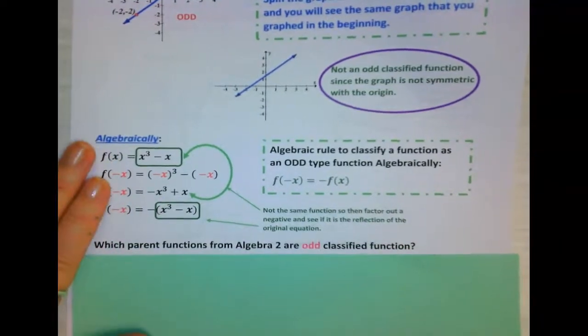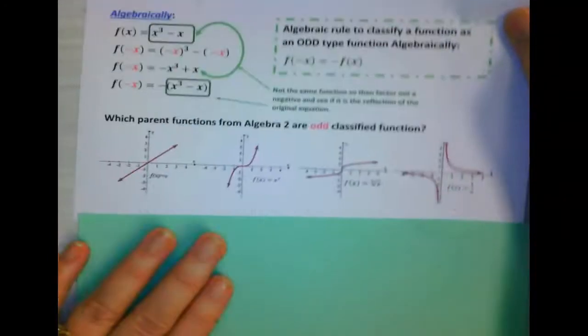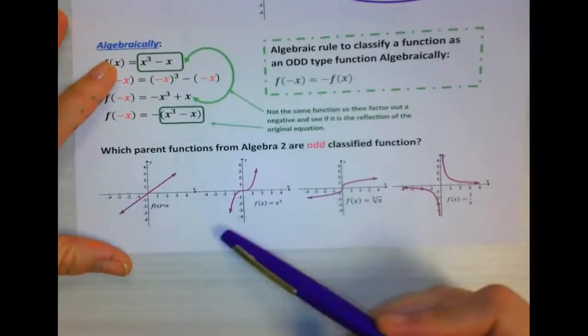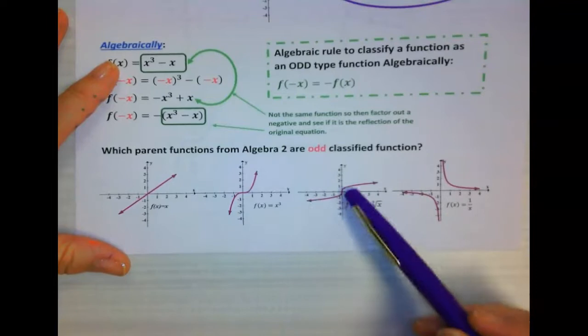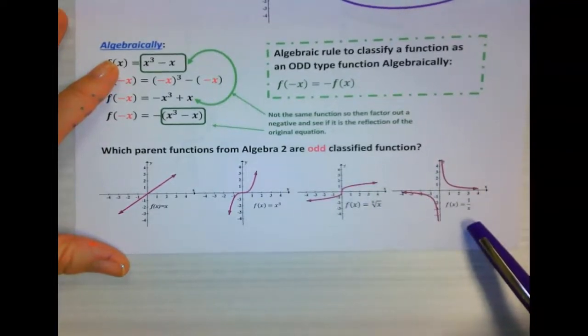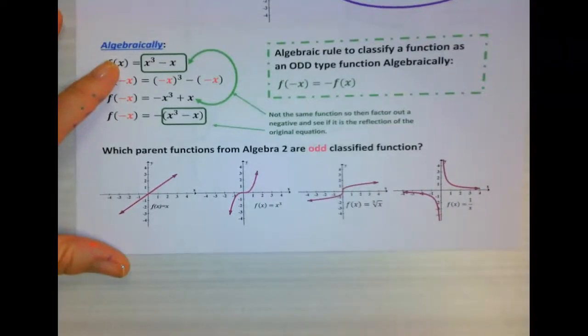So what graphs last year did we study in Algebra 2 that had odd classification or types of functions? We looked at the linear, we looked at the cubic, we looked at the cube root, and again, the rational is nice and handy for us because it has it in the name, rational odd. So those are the ones from last year.